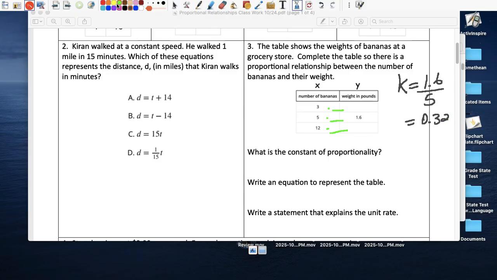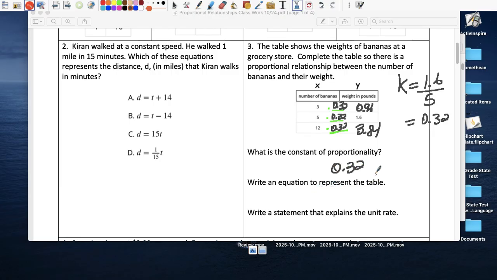So I can come over here and write times 0.32, times 0.32, times 0.32, and we can find the missing values. If I buy 3 bananas, 3 times 0.32 is going to give us 0.96. What if I buy 12 bananas? 12 times 0.32 is going to give us 3.84. So the first question was the constant of proportionality: 0.32.